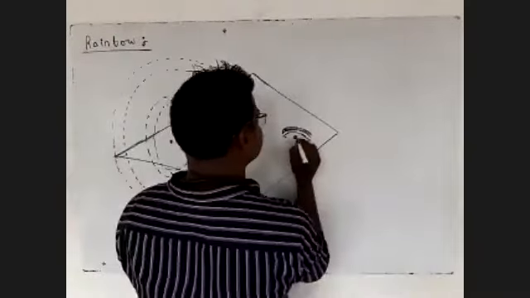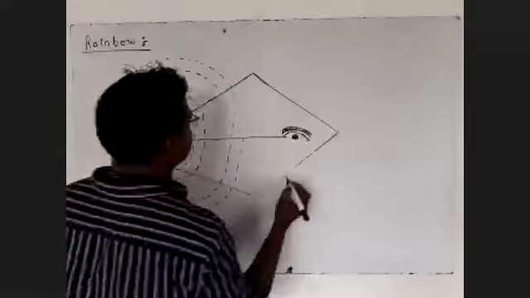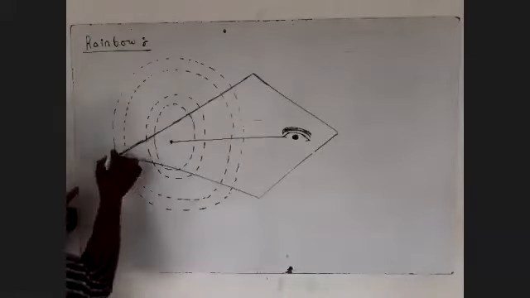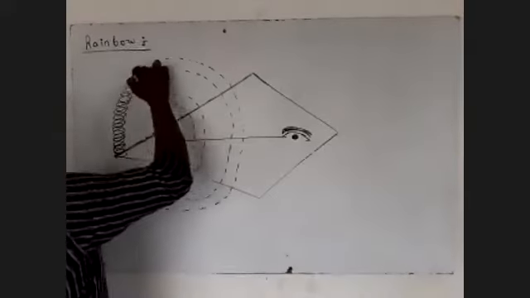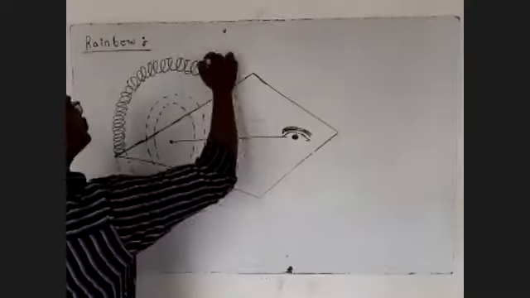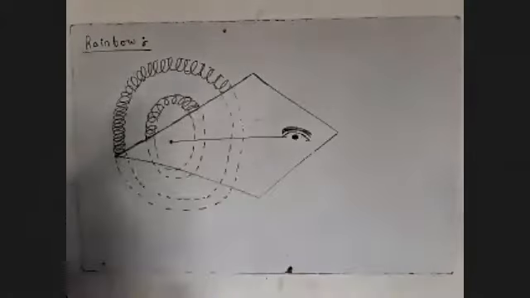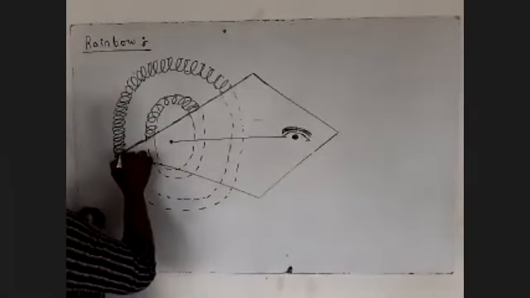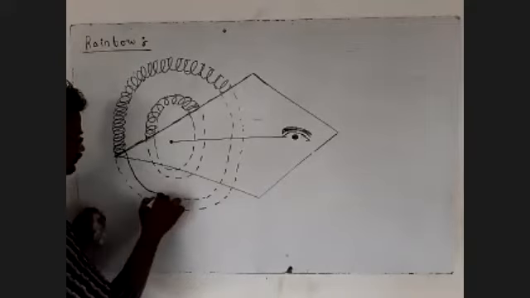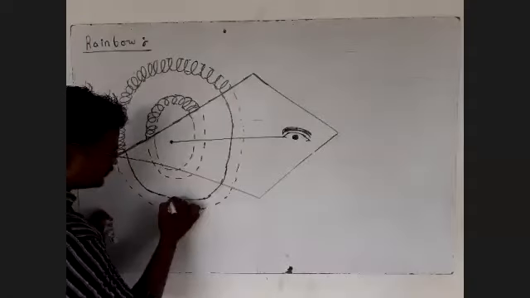So here, the observer sees from here to here. You see this is a semicircle. Okay, semicircle. This is a rainbow.